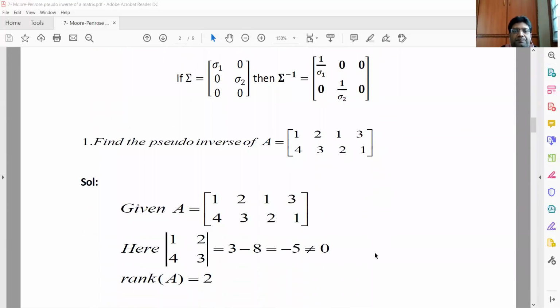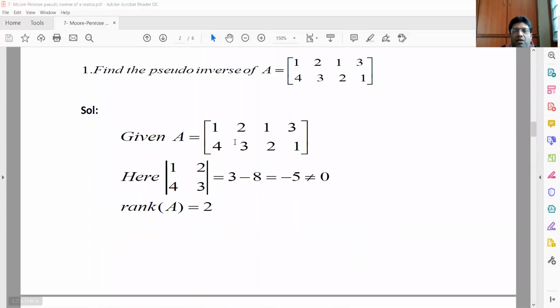Now we'll see the problem. Find the pseudo inverse of A equals to. If you look at this matrix, it is a rectangular matrix, it is not a square matrix. Now we'll see how to calculate the inverse.